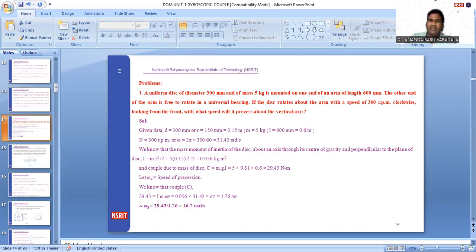And in the next class, we will solve other problems, and we will go through a few concepts on the effect of gyroscopic couple on different cases.